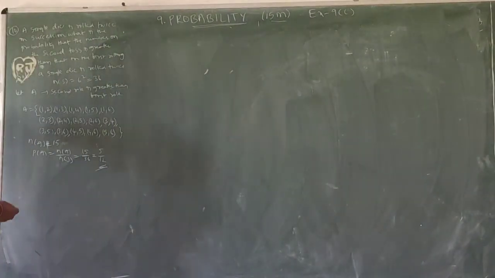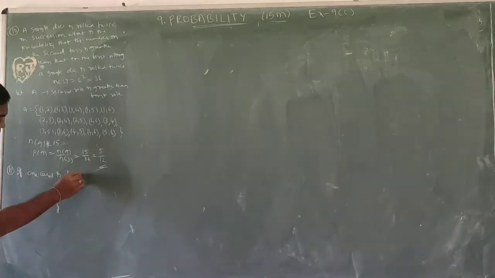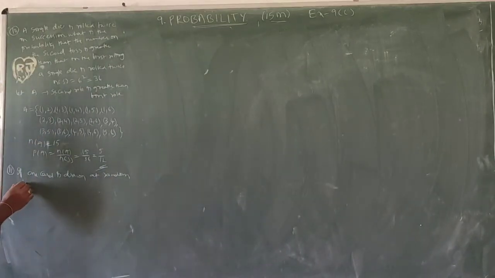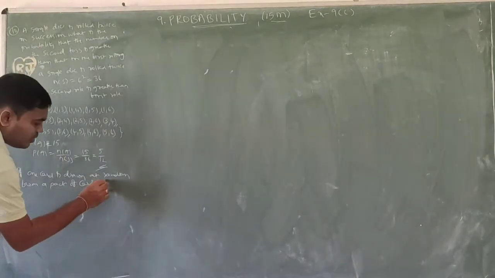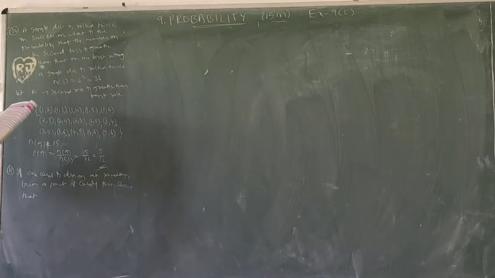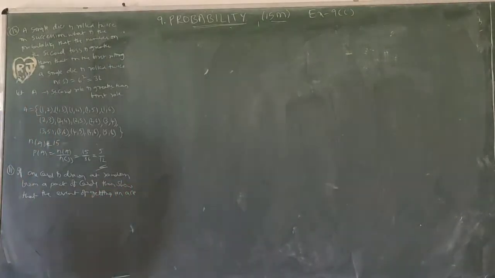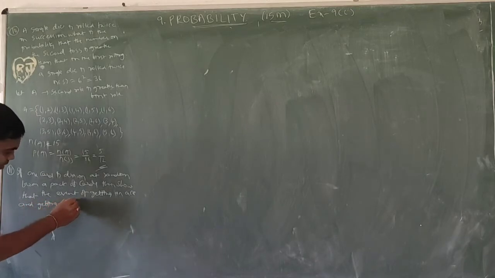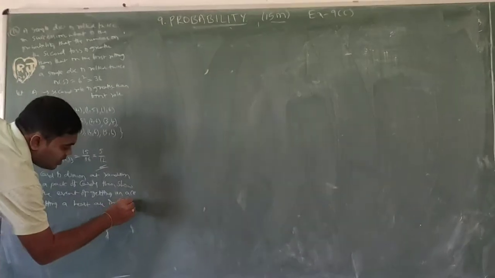Question number 11. If one card is drawn at random from a pack of cards, then show that the event of getting an ace and the event of getting a heart are independent events.